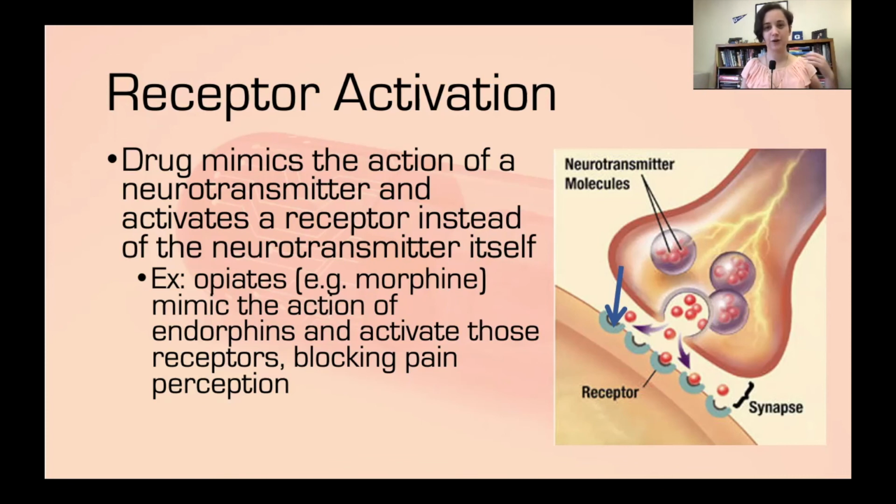And so endorphins occur naturally within the body to deaden pain, and then morphine can mimic the action of endorphins through activating the receptors for endorphins, and again, basically slotting into the place where the endorphins would normally go on the postsynaptic cell, and then activating the postsynaptic cell's receptors as a result.